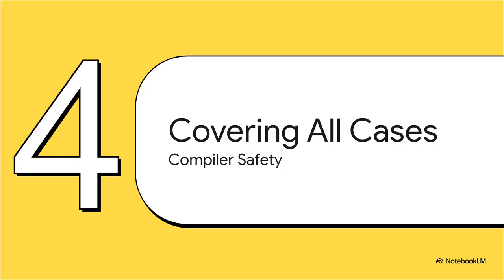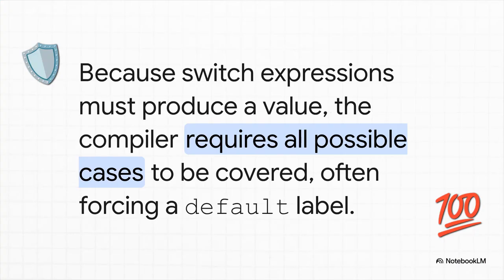Now, this next part is maybe the biggest deal of all. It's not just about writing cleaner code, it's about writing safer code. The Java compiler now actively helps you prevent errors before your program even runs. The concept is called exhaustiveness. Think about it. Since a switch expression has to produce a value, what happens if the input doesn't match any of your cases? Well, the compiler forces you to answer that question. It requires that you cover every single possibility, which usually means you have to include a default case. No more accidental unhandled states. The compiler's got your back.